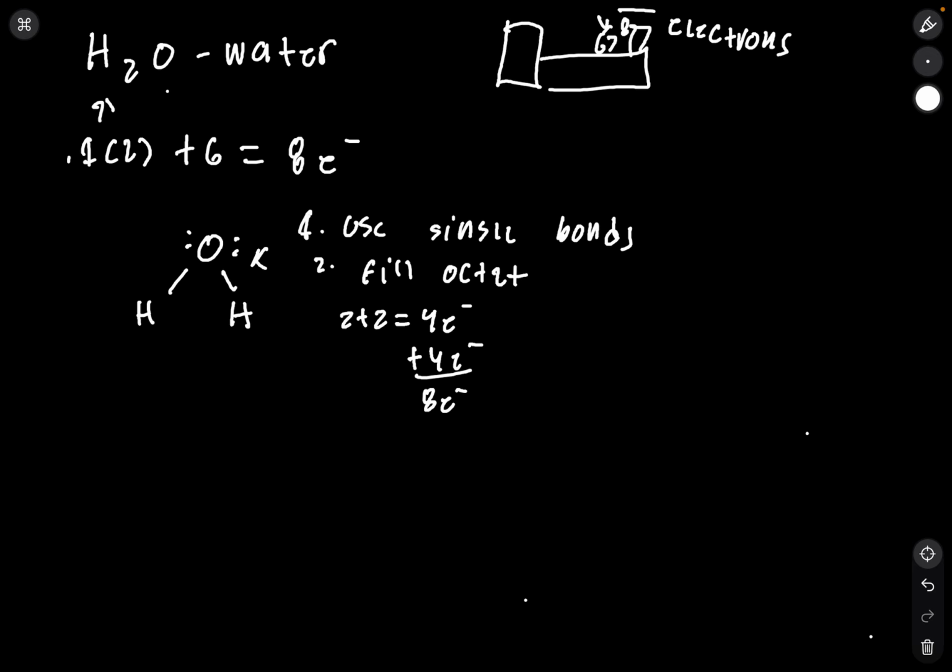So that is your Lewis structure for H2O. It is hydrogen connected with a single bond to oxygen, which has its octet filled, and then it's connected to another hydrogen using a single bond. Essentially, that's how you represent water in the Lewis structure.